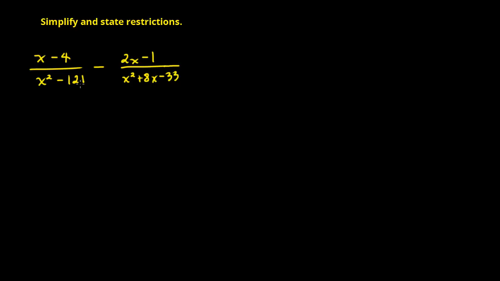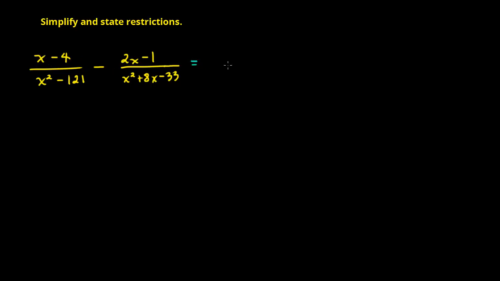Hi everyone, in this video we look at another example where we subtract rational expressions. So it says simplify and state restrictions, and we have (x - 4) over (x² - 121) minus (2x - 1) all over (x² + 8x - 33). So the first thing that we're going to do is factor anything that we can factor.